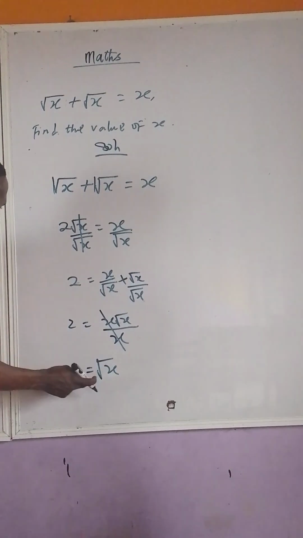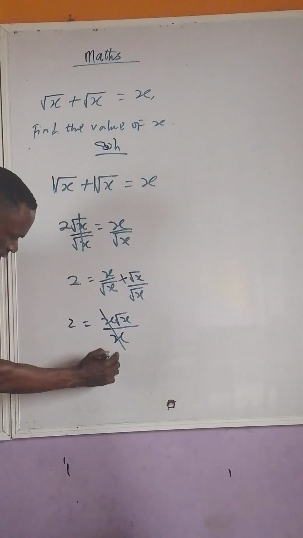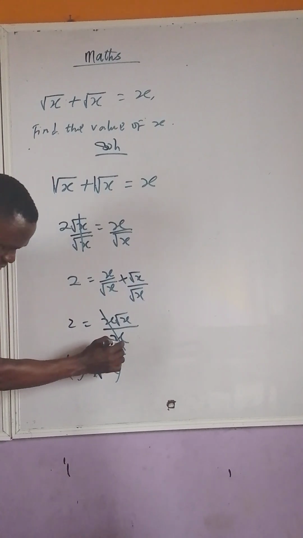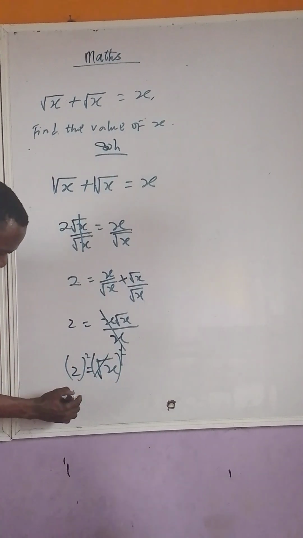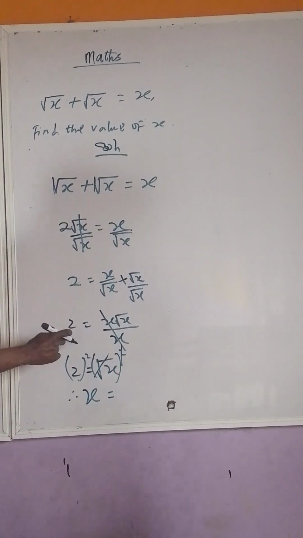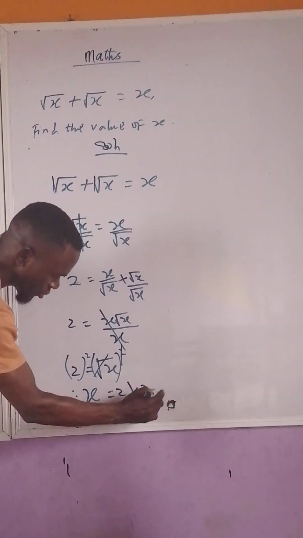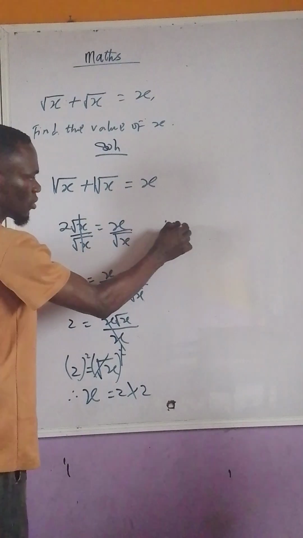Now the next step is to remove this square root, so you have to square both sides. You square both sides like this. So this root cancels this square that is here. So we have x equals 2 squared. The 2 squared means 2 times 2, which will give us x equals 4.